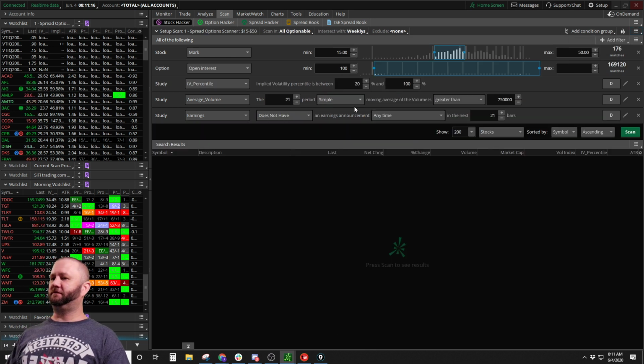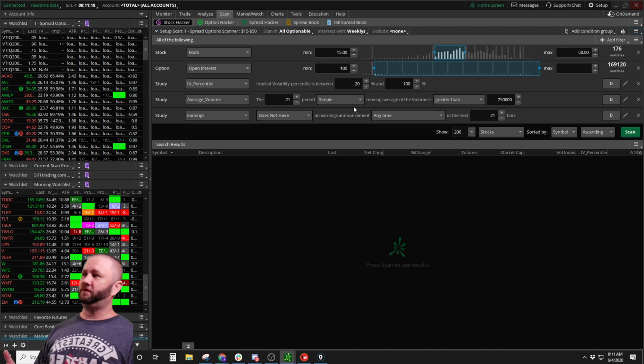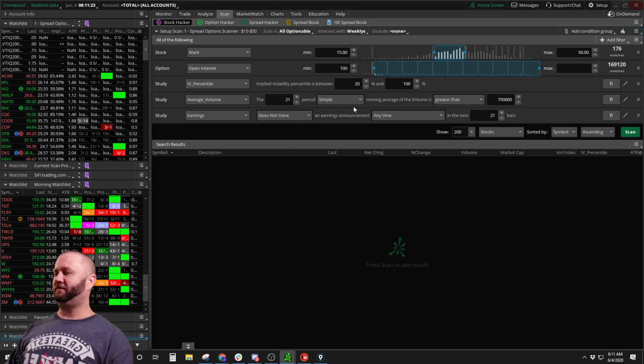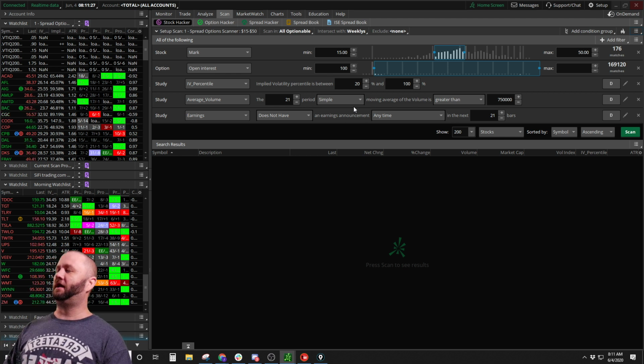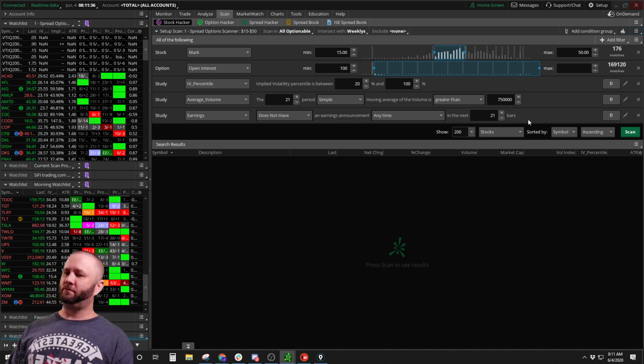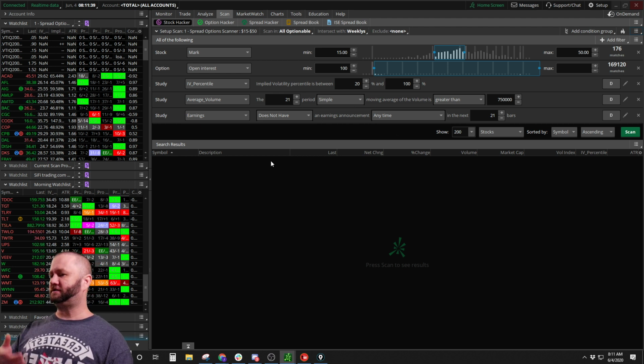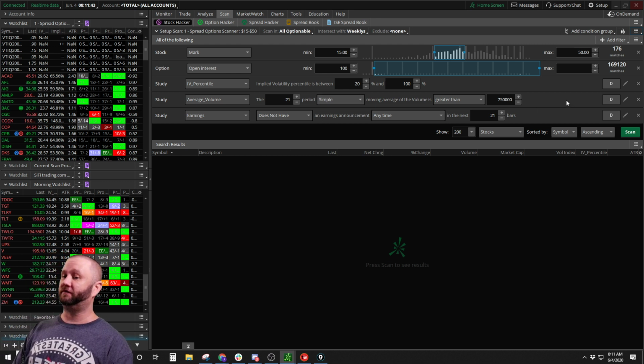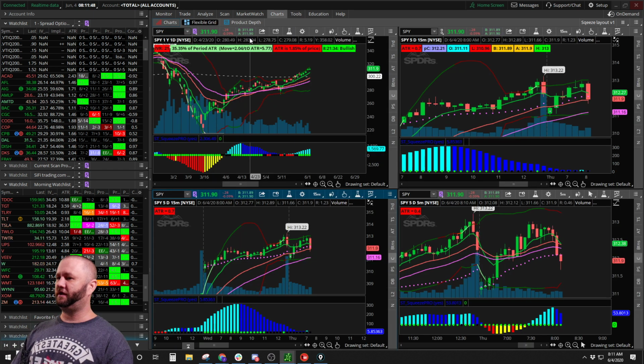So this 15 to 50 scan looks for stocks between 15 and $50. It's got some open interest, and the IV percent is at least 20%. Ideally, you want to sell options with at least 30% IV, but I go 20 just to take a little bit of a look. I also want to make sure it has no earnings within 3 weeks. And for liquidity, the 21-day moving average has to have at least 750,000 in volume. So that's what this scan is.